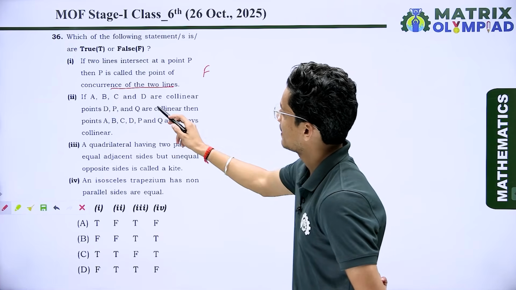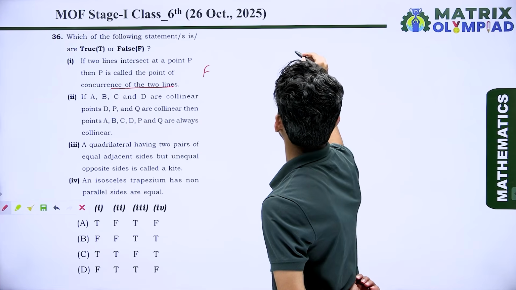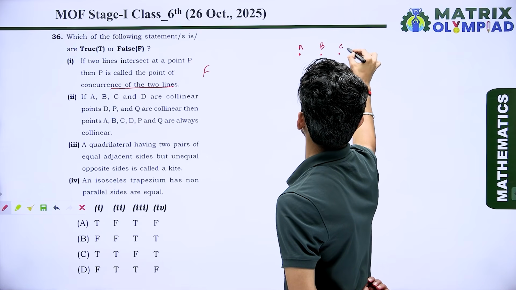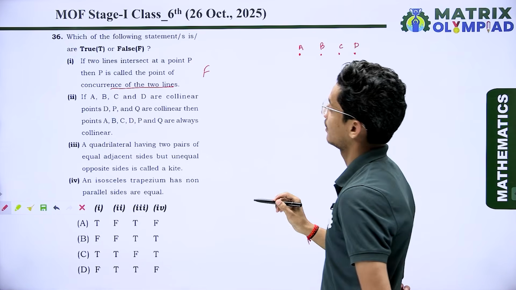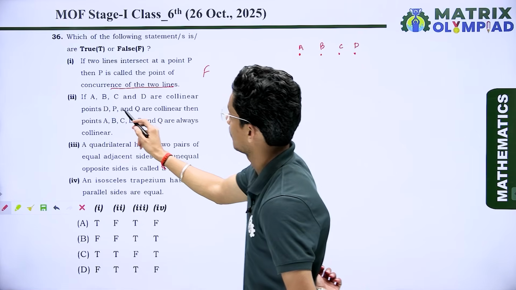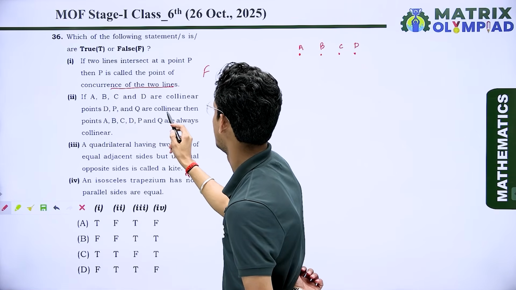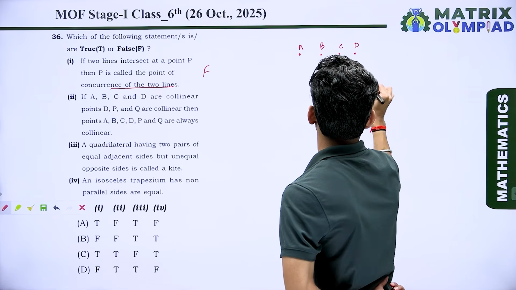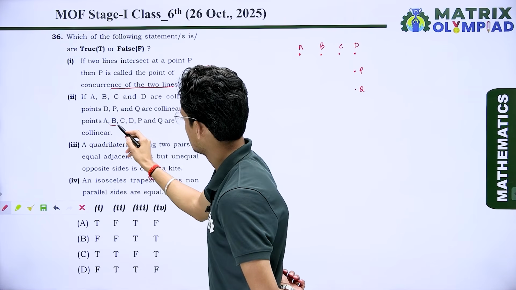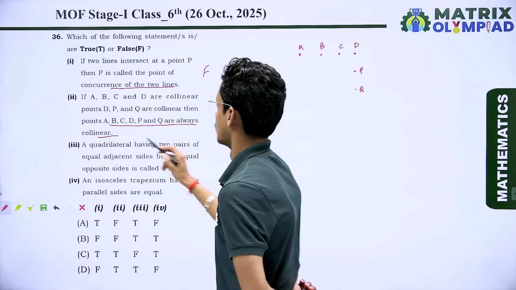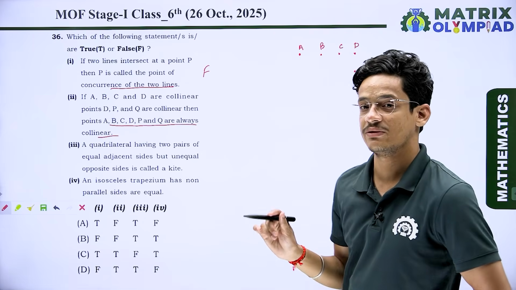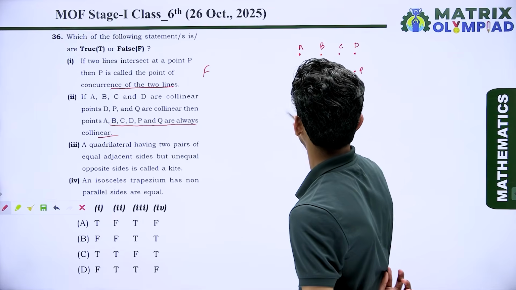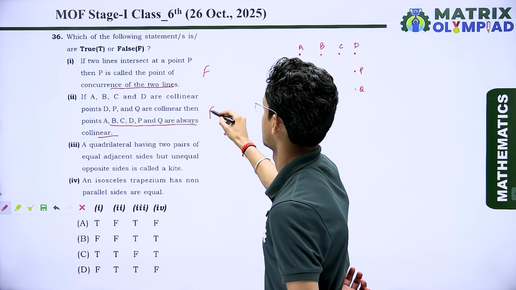Okay, statement 2: A, B, C, D are collinear points. So let A, B, C and D be the collinear points, and D, P, Q are collinear. D, this is the P and this is the Q. Then points A, B, C, D, P are always collinear. No, in a particular case we can say they are collinear, but in general they are not collinear. So this one is false.